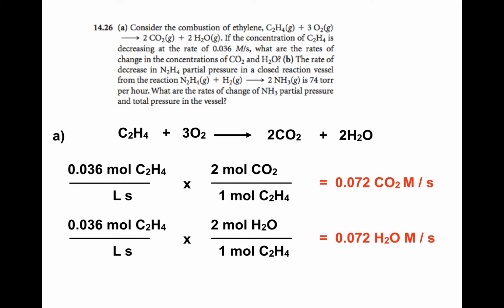B, the rate of decrease of N2H4, the partial pressure in a closed reaction vessel from the reaction with hydrogen to form ammonia, is 74 torr per hour. Right, so we've got a pressure change per hour here. What are the rates of change of ammonia partial pressure and the total pressure in the vessel?